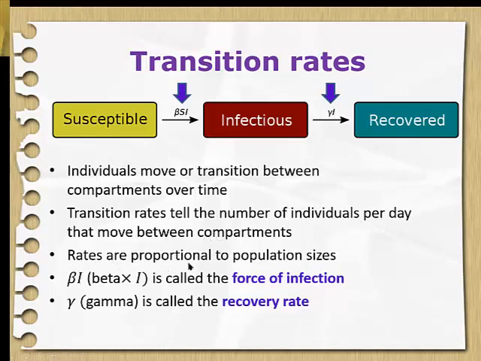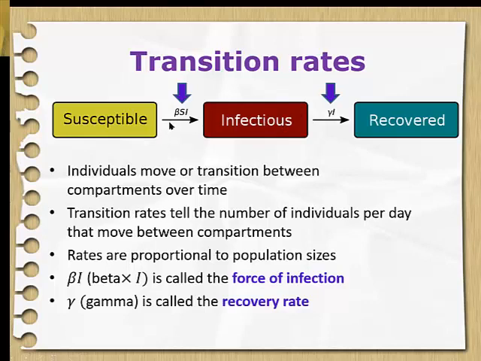Now these rates are proportional to population sizes. The larger the number of susceptibles, which is S, the larger this rate. The larger the number of infectious, the larger this transition rate. This makes sense. Of course, you would think that the recovery rate should be proportional to the number of people. The more people you have, certainly the more infectious you have, but a certain proportion should recover every day. So these are called proportionate rates.